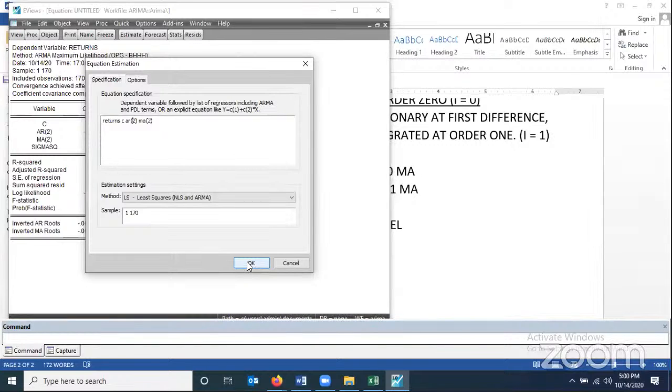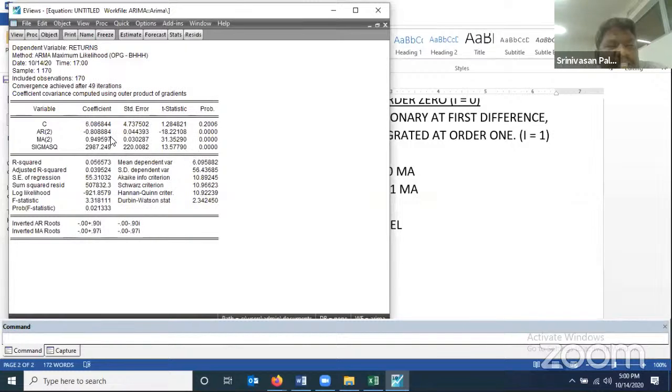Click OK. Then please make a note. Both the values are significant. Please make a note, otherwise somewhere we'll lose it. Both the AR values are significant. Please make a note of the AIC value. Someone please help me. 10.89245.